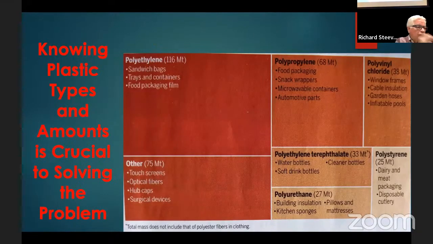Now, I don't want to bore you with this, but we do need to understand plastics a little bit more than I've told you so far. This is an interesting table.